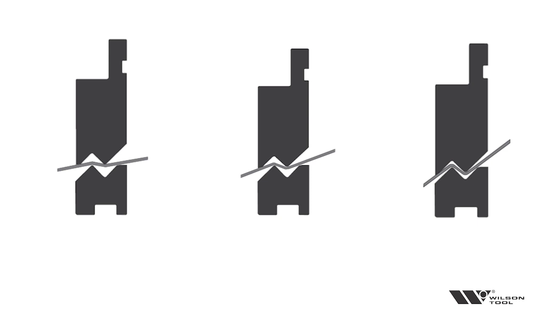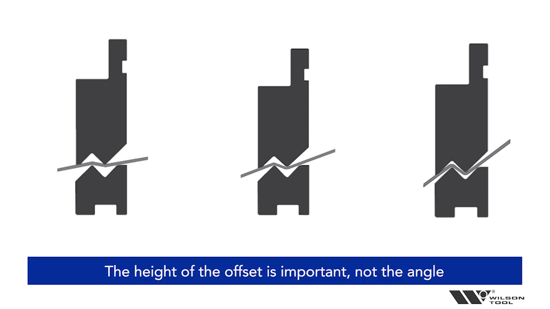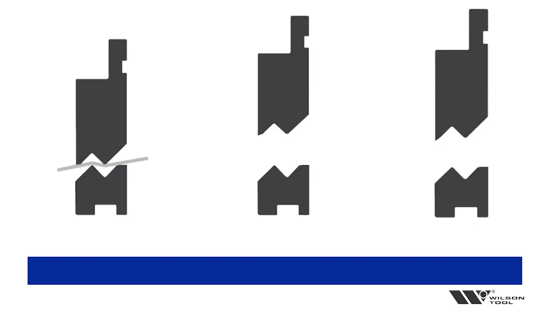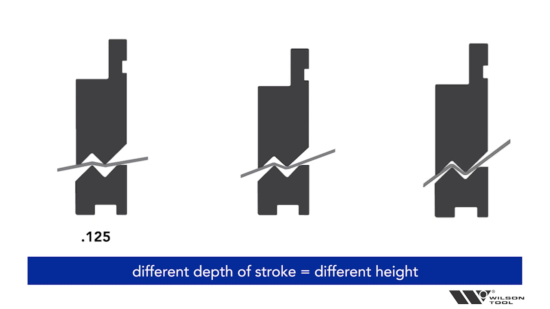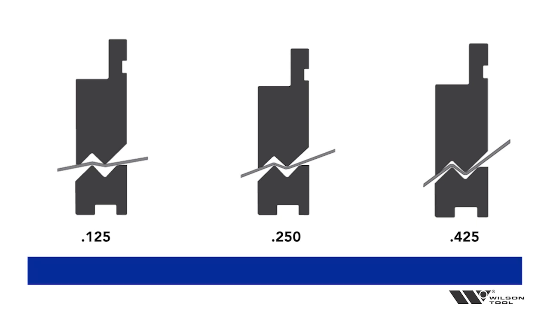The customer says the height of that offset's important, not necessarily the angle. I don't want it to be laying down flat, but you can have a variance of 90 degrees, even though we didn't call that out in the drawing. So now I've got these three samples, and you can see a half inch offset tool. All we did was control the stroke. And by controlling the stroke, we either made a 125, a 250, or a 425 offset using the same half inch offset tool. And we can do this because the load is balanced.